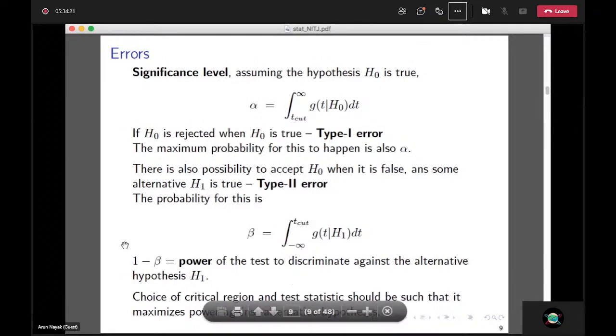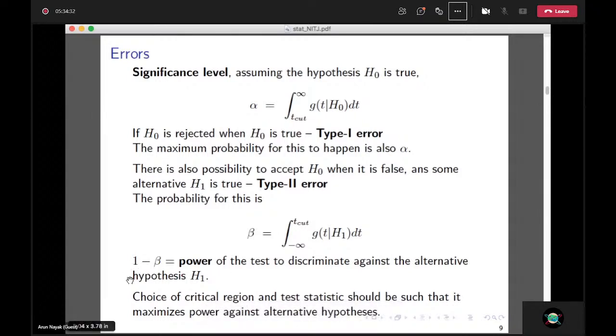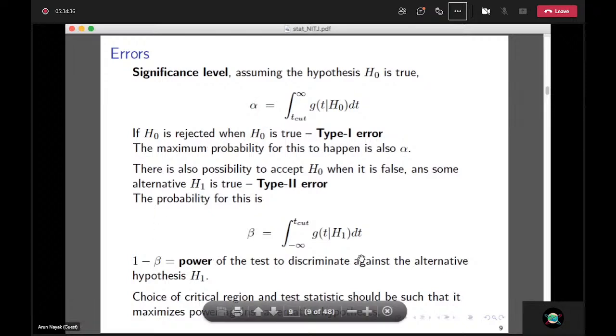So when you choose the critical region, the choice should be made in such a way that it maximizes the power while minimizing the alpha, or the significance level, against the alternative hypothesis.